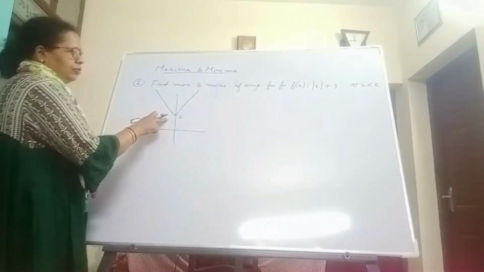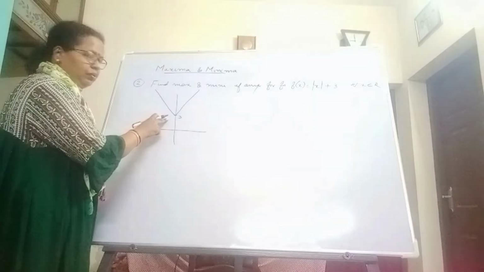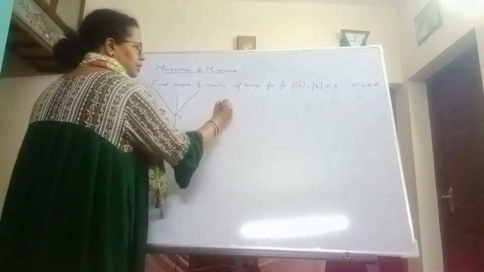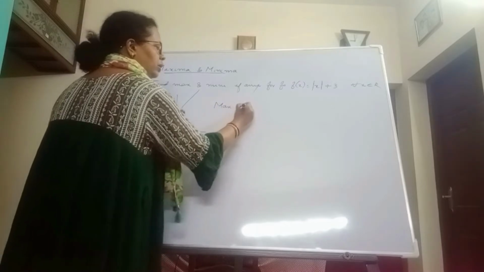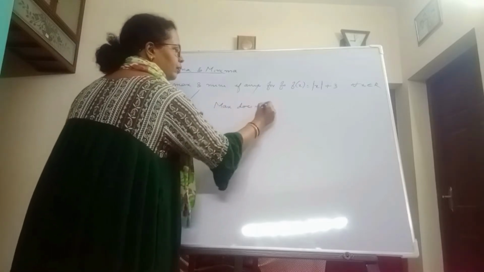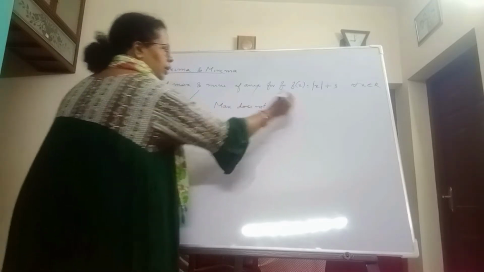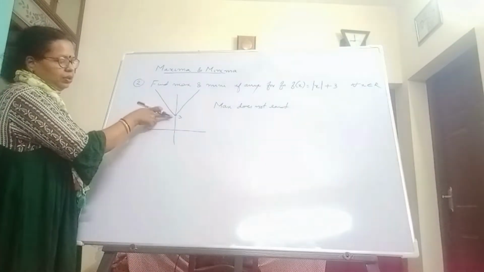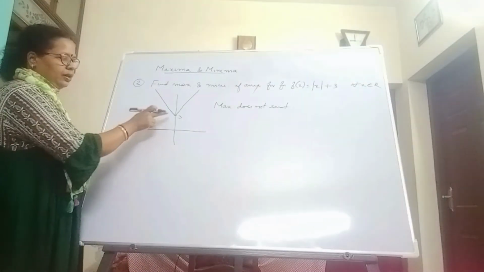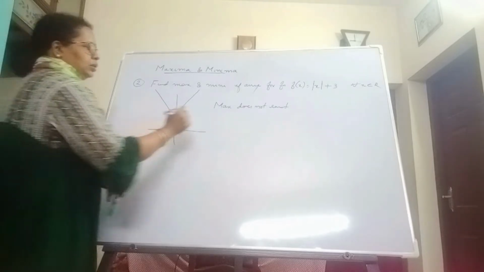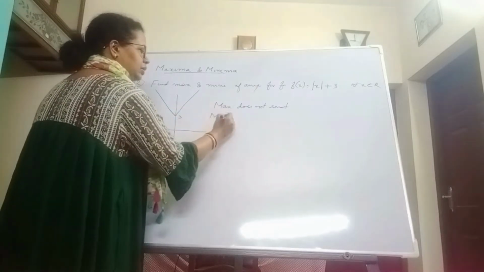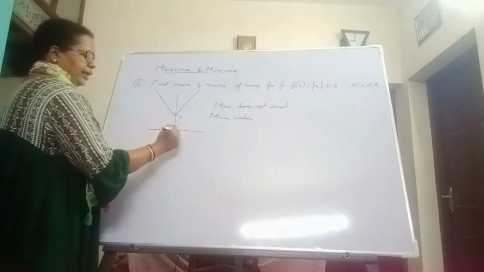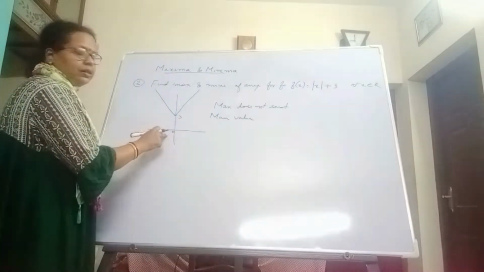Now look at this graph. Does it have any maximum? No, it is going on. So we can write maximum does not exist. Any minimum value? Yes, this is the minimum value. Below that there is no other point on the graph. So this is the minimum. At which point is the minimum? At x equal to 0. This point is x equal to 0.